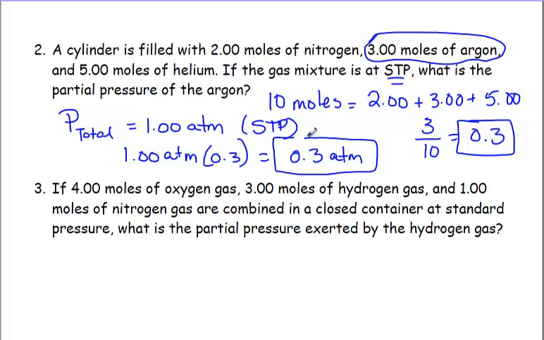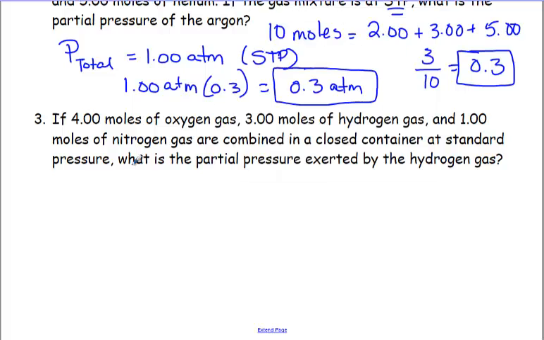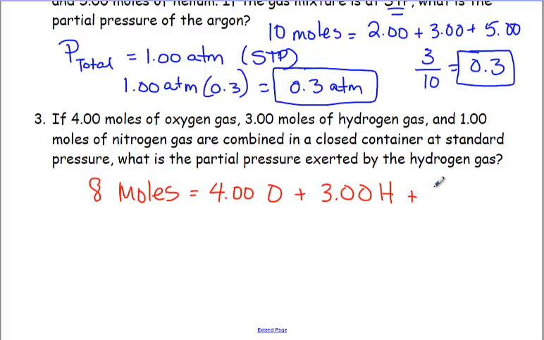Now these are the trickiest because we're talking about moles, and really what you need to do is just simply figure out the part out of the whole, and then apply it to the total pressure. Little ratios again to help us figure this out because we're dealing with moles. So we have a total of 8 moles, and that makes up 4 moles of oxygen and 3 moles of hydrogen and 1 mole of nitrogen.